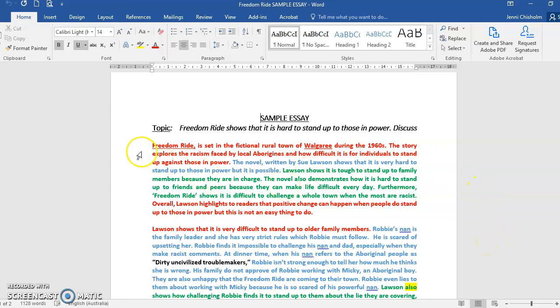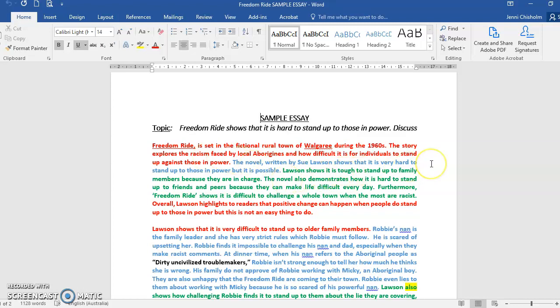So the first two sentences of the essay include the title of the novel, the author's name. Actually, does it have the author's name? No, it doesn't. Miss Bennett has forgotten to put the author's name. Oh, she's written it down further. Okay, so I would normally put the author's name in the first couple of sentences of your essay. So the red part, the first two sentences, also describes the context of the novel.